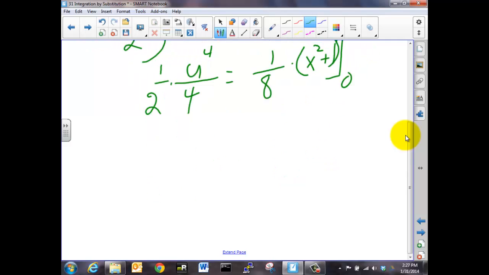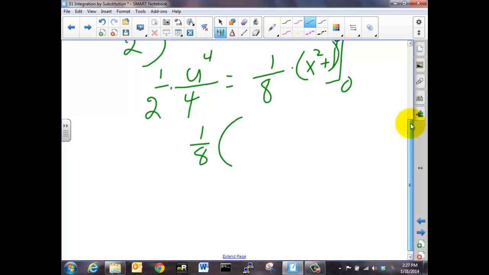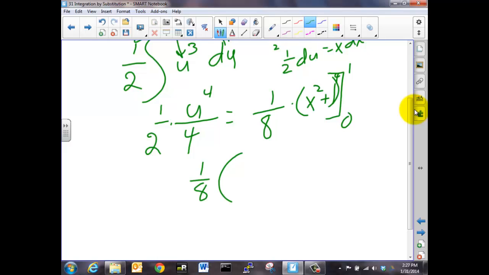And if we simplify that, we get 1/8 times, if we put 1 in there, 1 plus 1 is 2 to the 4th is 16, minus 0 plus 1 is 1 to the 4th is 1. So we get 15/8 for an answer. We okay with that?